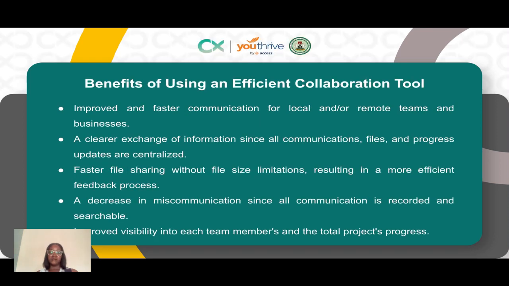Benefits of using an efficient collaboration tool. Now, it encourages improved and faster communication for local or remote teams. It ensures that there is a clearer exchange of information. It also provides a centralized form of communication because since it is on the internet, no matter where any member of the team is, they are able to access any information readily. It also encourages faster file sharing across team members.